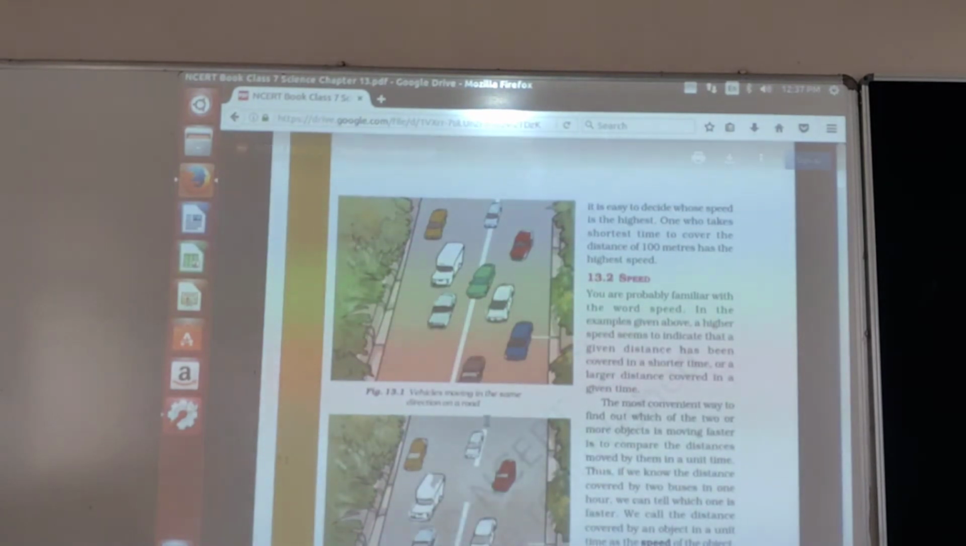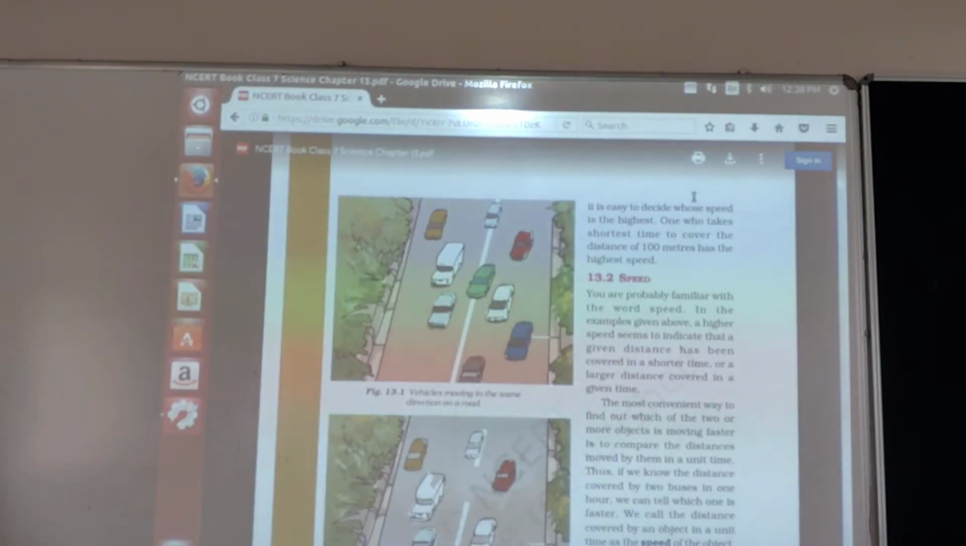Now the second, very important thing is speed. You are quite familiar with the word speed. Generally, day to day also you use this word. So in the example given, two cars are moving together, one moving faster and one moving slower. So you can easily decide that the speed of one car is more and the speed of the other car is less.